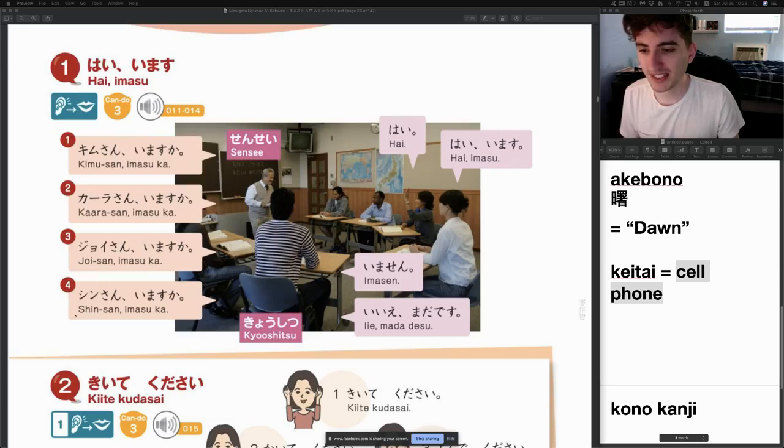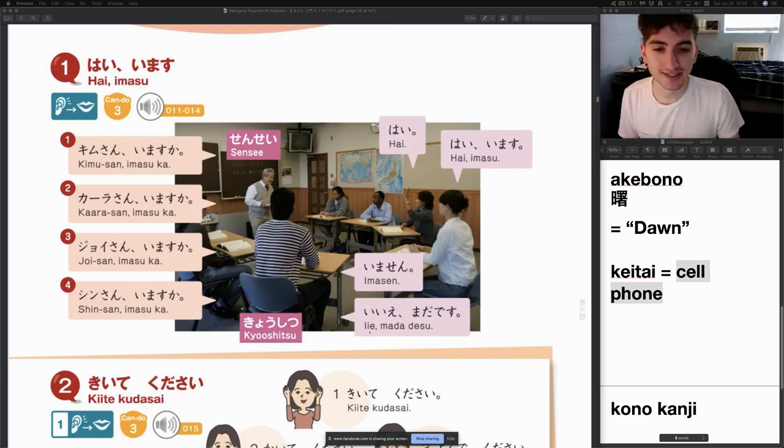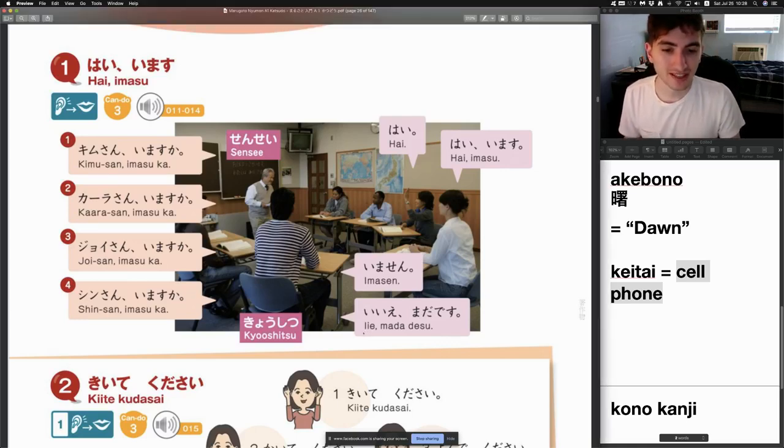Number 4. しんさんいますか? Someone named しんさん. And then again, a classmate will answer. いいえ、まだです. Actually, we just looked at this phrase earlier. まだです, not yet. いいえ means no. No, not yet. So Joy-san and Shin-san are not in class, but Kim-san and Kara-san are in class. Good for them.